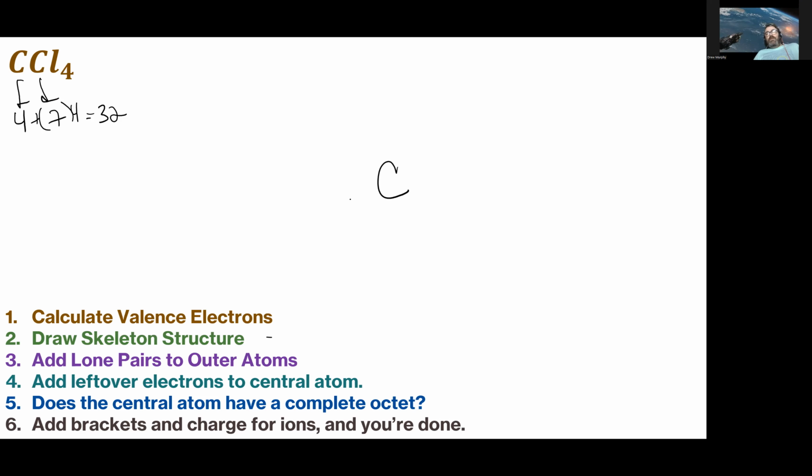We have to decide what the central atom is. Our official rule is the central atom is the least electronegative thing, which is usually the case. It's also usually the only one of its kind, and it's usually written first. So those three things are what's going to get us through: usually written first in the formula, usually the least electronegative, and usually the only one of its kind. So if we have the carbon in the center, then all 4 chlorines are stuck on the carbon.